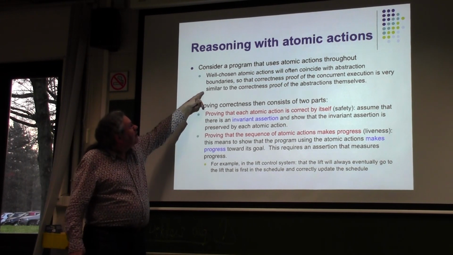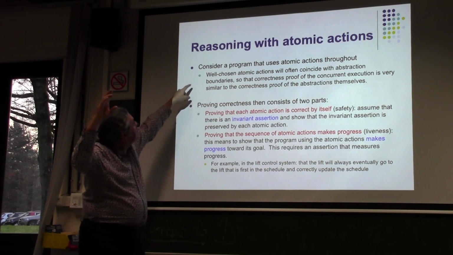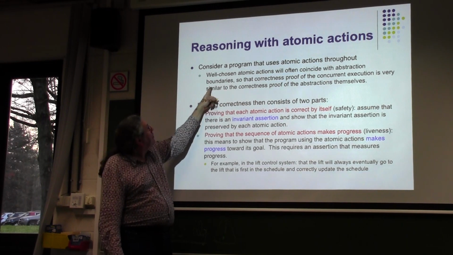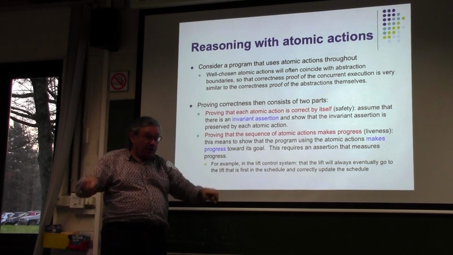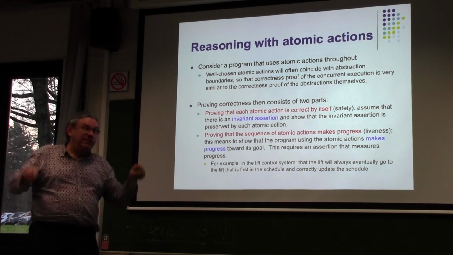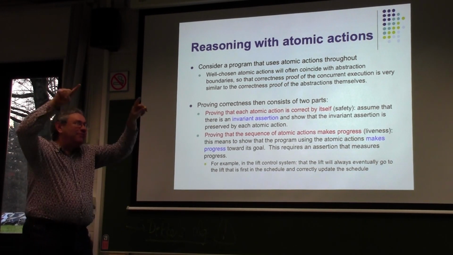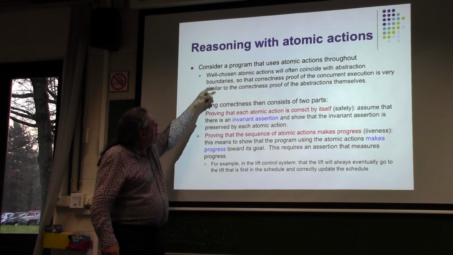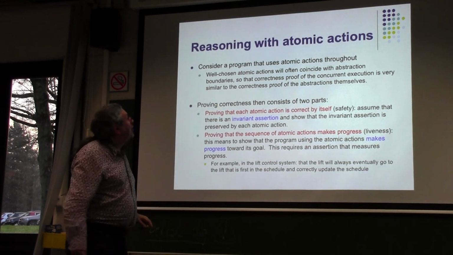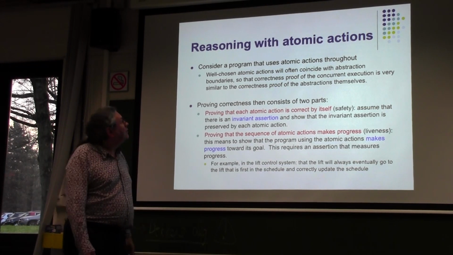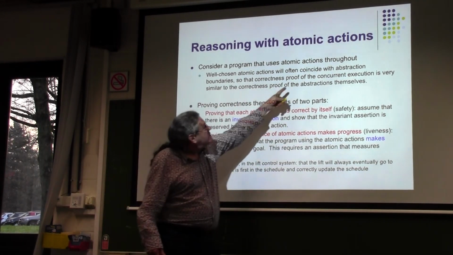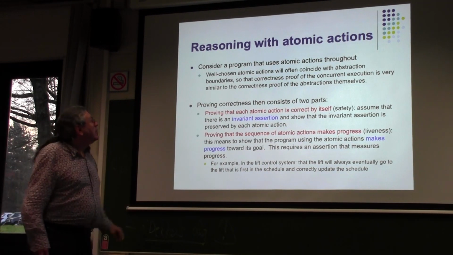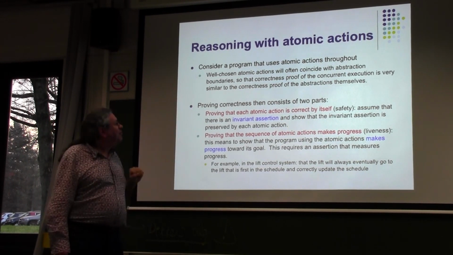So I have a program that uses locks. It uses these big atomic actions. And if it's well designed, it's actually kind of interesting. Remember we talked about abstractions, where the abstraction has a boundary? Well, usually it's a good idea that the locks also have the same boundaries. So the atomic actions are often going to be the same boundaries as the abstractions. That's a very reasonable way of doing things. So the correctness of concurrency is very similar to the correctness of the abstractions themselves. Okay? So that's usually what you do.